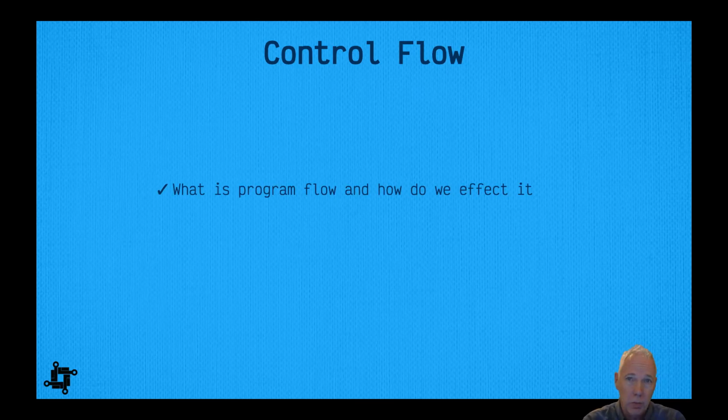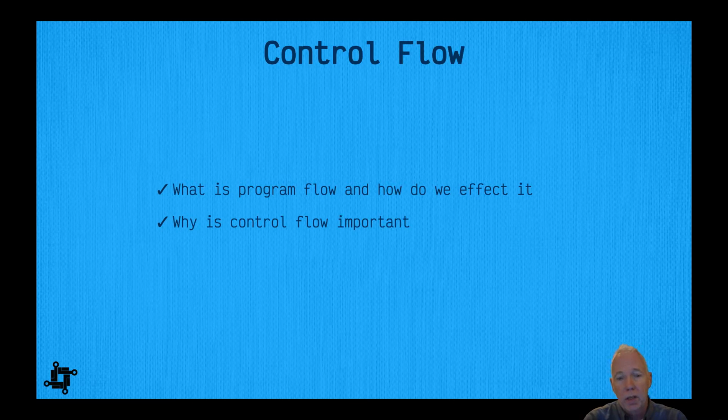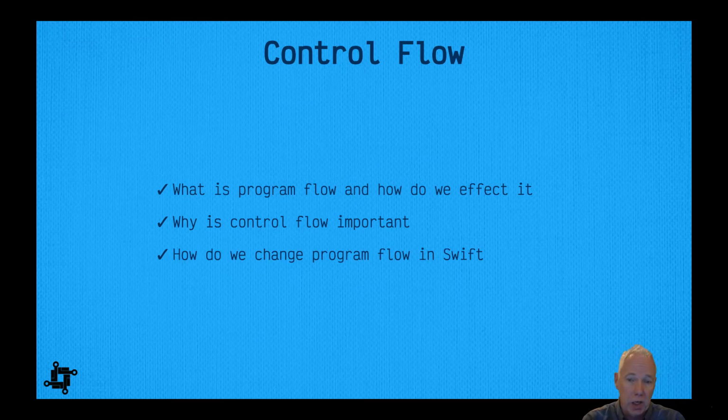So jumping into control flow, I wanted to break it up into kind of three simple areas. The first is, what is program flow? What do we mean by that? And then how do we affect it? The second one is, why is control flow important at all? And the third one is, how do we actually change control flow of our program in Swift? So how do we do it in the language?